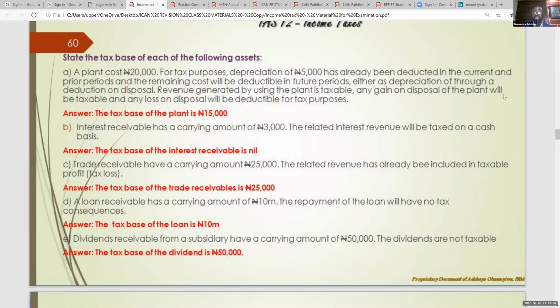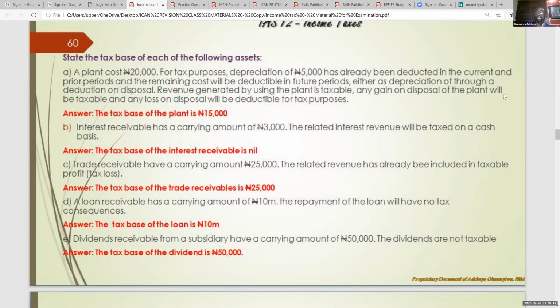The tax base will simply be from the cost of 20,000. I've already enjoyed 5,000 as capital allowance. What is left for me to enjoy in future is the difference between 20,000 and 5,000, which is 15,000 naira. Also, we have interest receivable having a carrying amount of 3,000 naira.